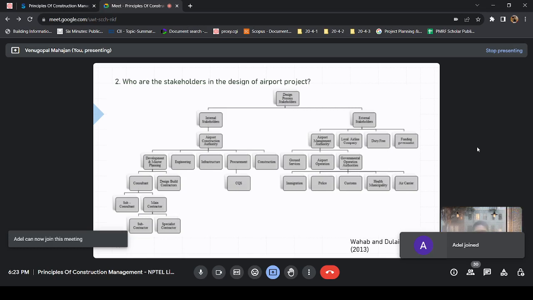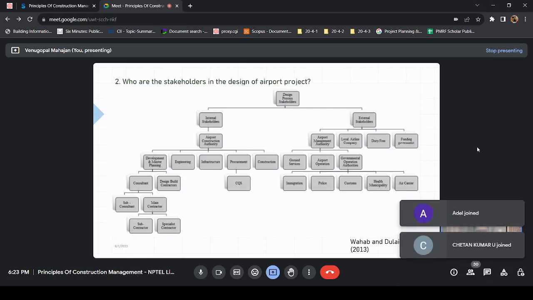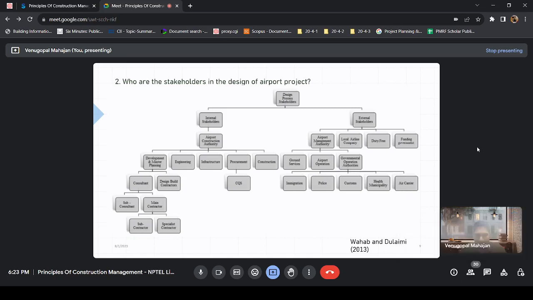Can you repeat the question? Why is the municipality a stakeholder in the airport project? So there will be some water usage and there will be some discharge from the airport. Water usage, discharge, e-waste disposal will be there. Solid waste. Supply of water. Electricity.